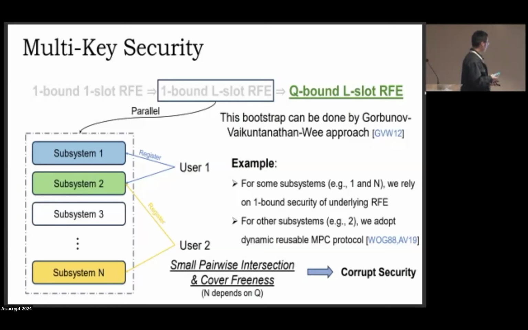For malicious security, for example, this user may register the same set into the whole system. So in this case, small pairwise intersections and cover-freeness will not hold. Then the security will become compromised. So that's why malicious security is hard to realize. We will leave it as future work.